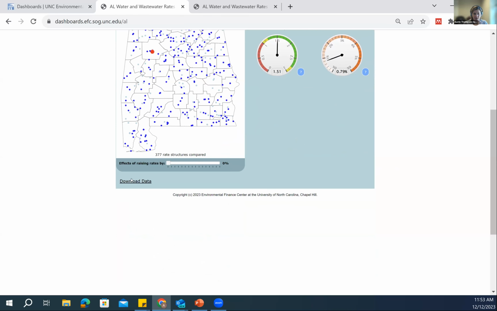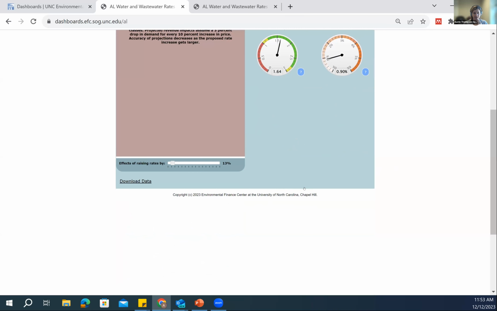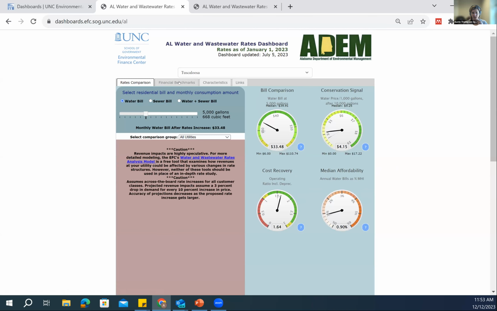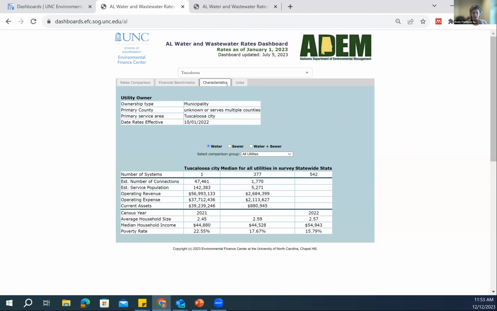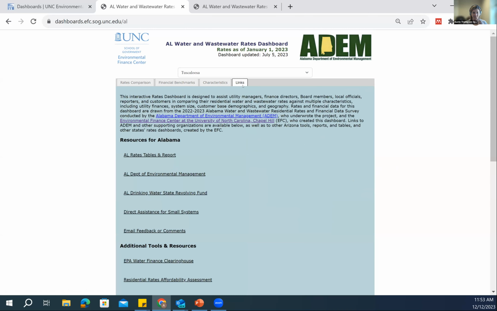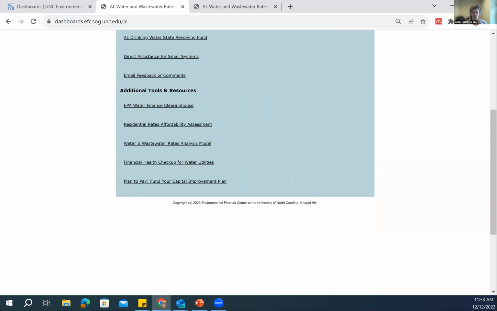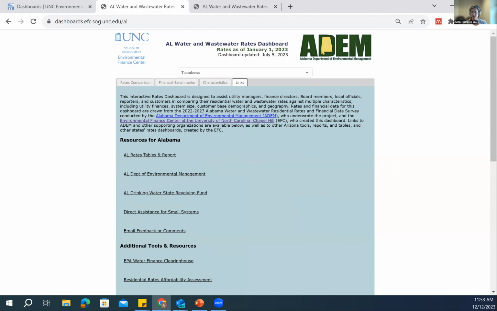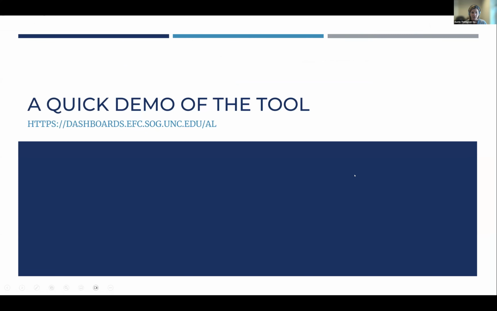Then again, at the bottom, you've got download data, you've got the effects of raising rates component, all the stuff that I talked about before, financial benchmarks, characteristics, links. Everything that you would need would be right here on this landing page. So I'm going to go back to my slide deck here. Okay.